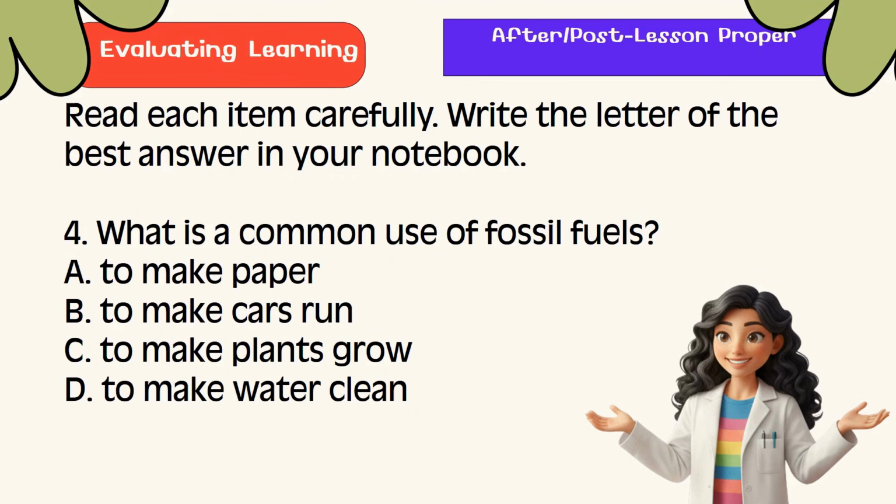Number 4. What is a common use of fossil fuels? A. To make paper. B. To make cars run. C. To make plants grow. D. To make water clean.